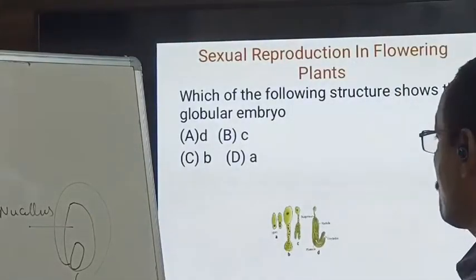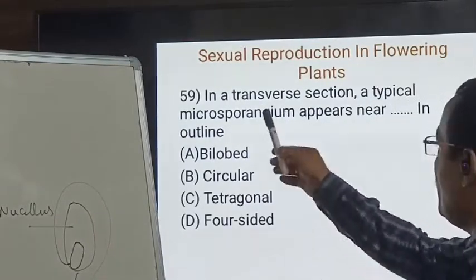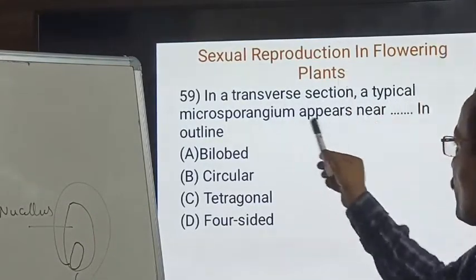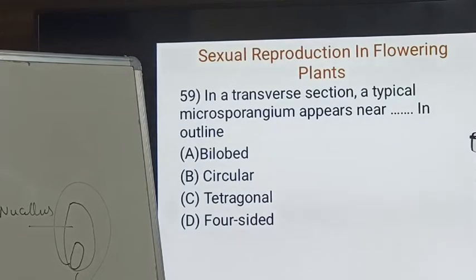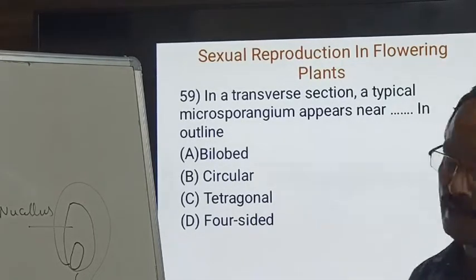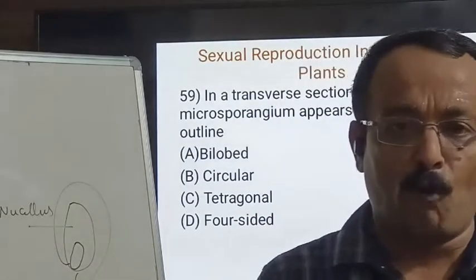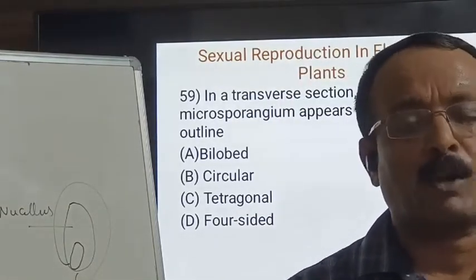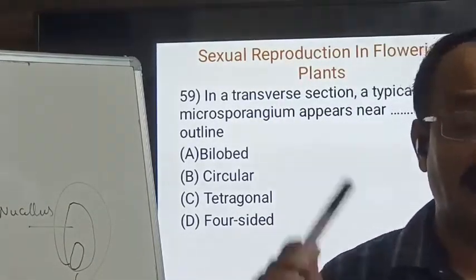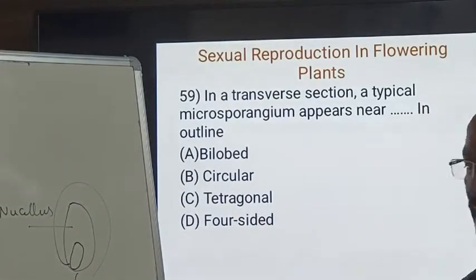Okay. Next question. In a transverse section, a typical microsporangium appears dash in outline. This is a very easy question. When we take a TS of the anther, there are 4 microsporangia. Each microsporangium is more or less circular in outline. So the answer is circular.